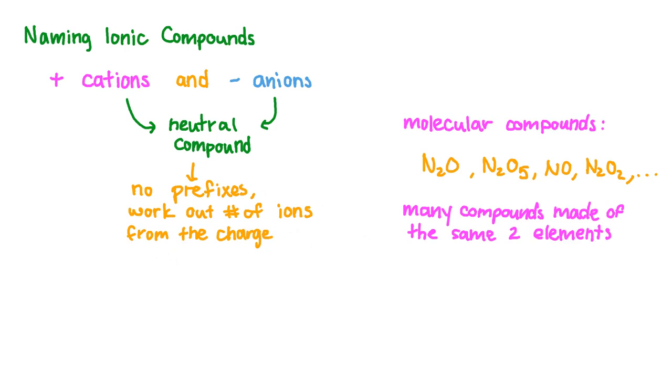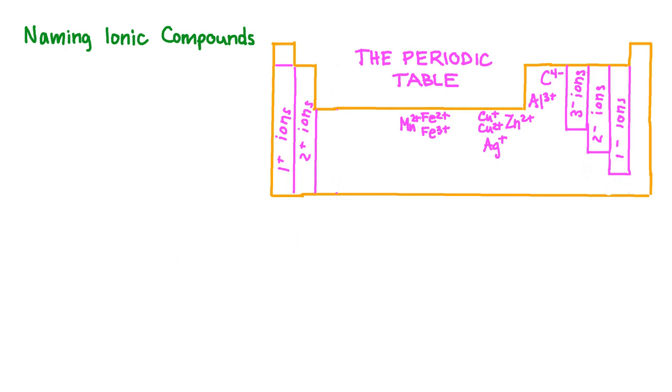We'll simply have to work out the number of ions that are in one unit of a compound from the charges of the ions. Which means that we're going to need to know the charges of the ions in our compound to create their formula. So here are some common ions and their charges. Remember that elements tend to form ions that will have the same electron configuration as a noble gas.